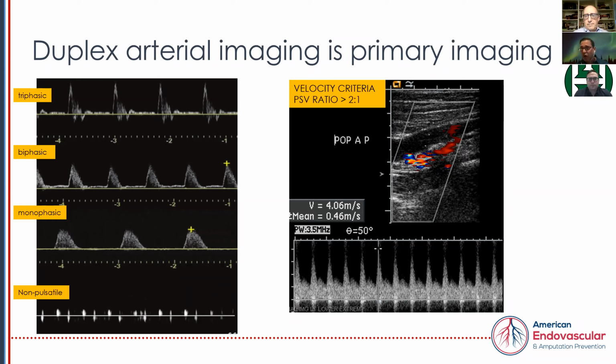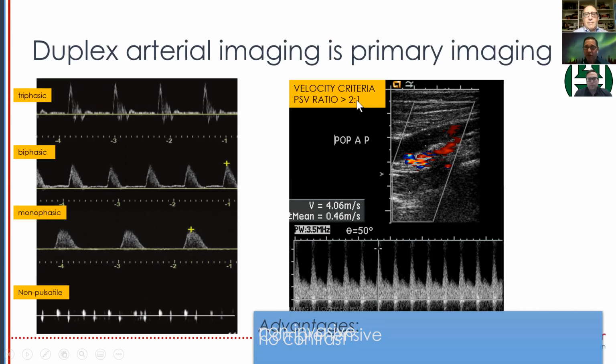And this is the water hose effect, right? You have a water hose, you put your finger over the end, and you're going to get a jet. And the velocity of the water out of the hose is directly proportional to the degree of narrowing up to a point. After a while, you get trickle flow. And you can see here very high velocity, in this case 4.06, and the ratio is more than 2 to 1.